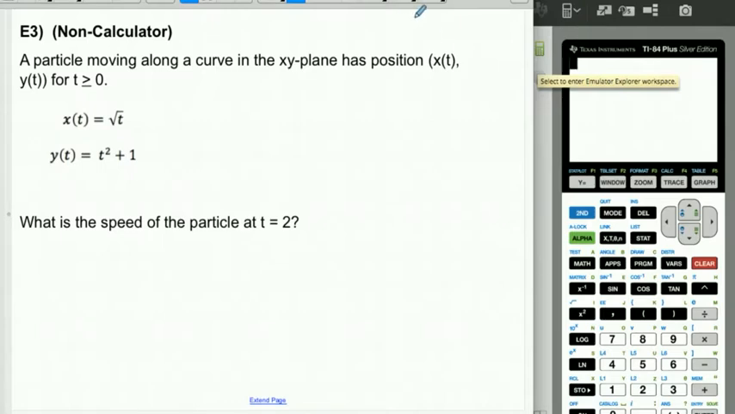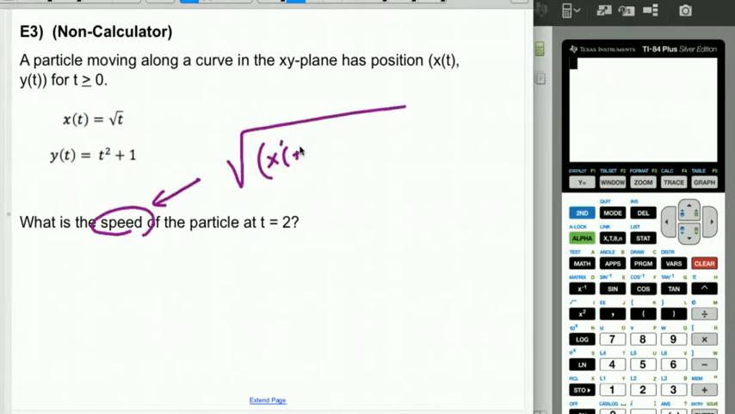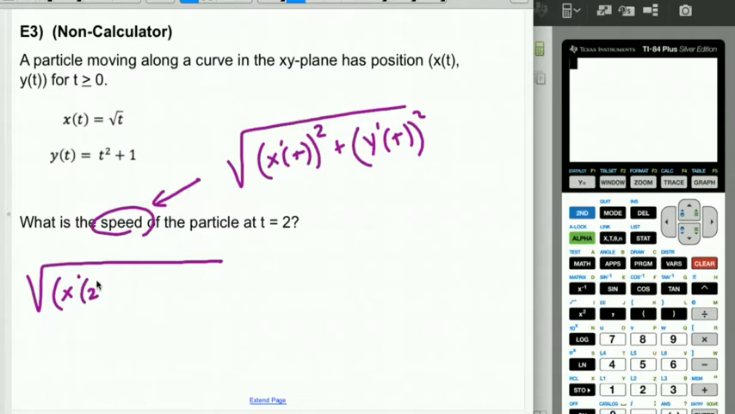A particle moves along a curve in the xy plane with position x of t, y of t. We're given the position. What is the speed of the particle at t is 2? So speed of the particle is the square root of x prime of t quantity squared plus y prime of t quantity squared. So that's the first thing you want to communicate. You want to communicate that this is x prime of 2 quantity squared plus y prime of 2 quantity squared. Because even if something goes wrong, even if you plug in wrong or you find the wrong value, because you've already communicated this, you're probably getting a good part of the credit just for communicating that.